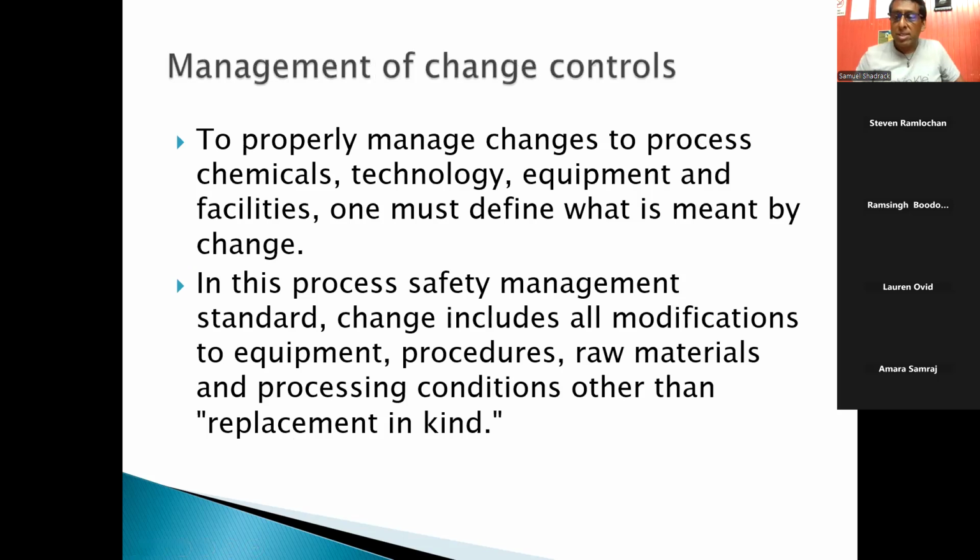Management of change, I think, is what this was all about. The next big thing here is 2.2. To properly manage change to process chemicals, technology, equipment, and facilities, one must define what is meant by change. In this process safety management standard, change includes all modifications to equipment, procedures, raw materials, and processing conditions other than those that would have been required by normal replacement.